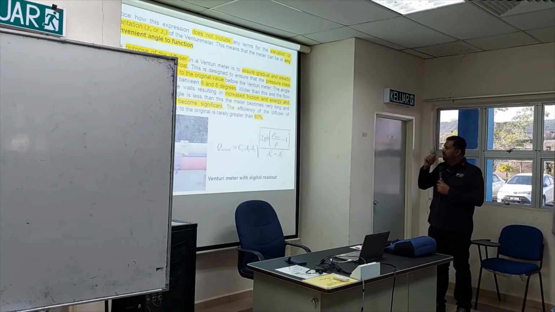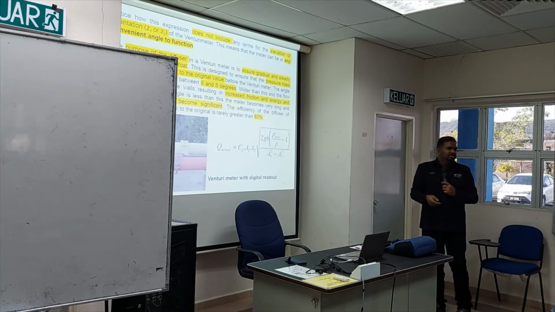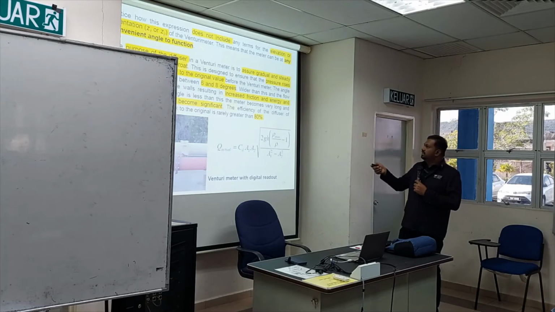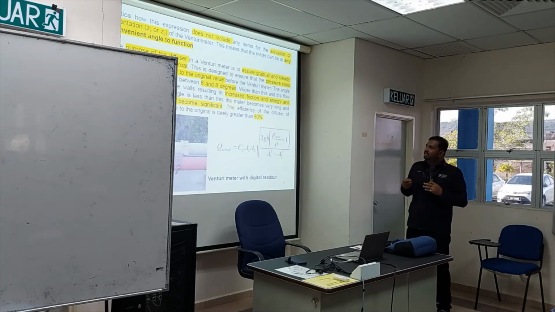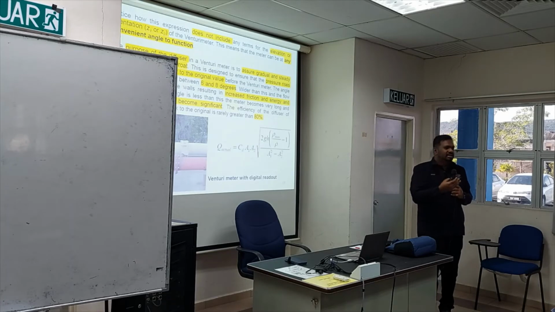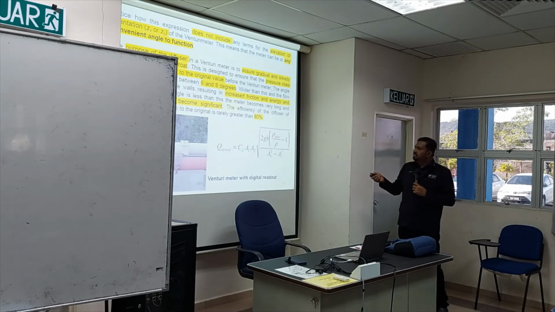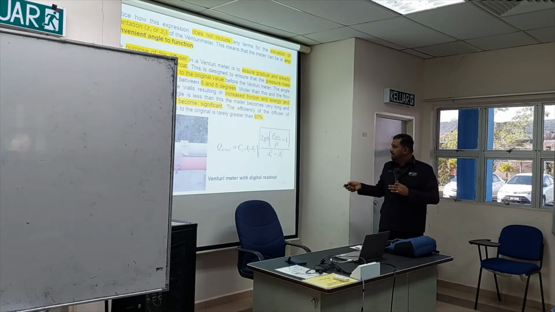Okay, so why is there an angle? So tadi I bagi tahu ada angle kan? So I just tell the important stuff. So in the venturimeter, you will have an angle, okay, between 6 to 8 degrees. Wider than this will make more friction, and it will cause more energy loss.